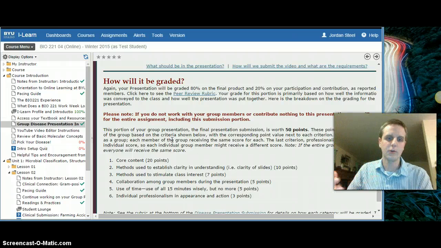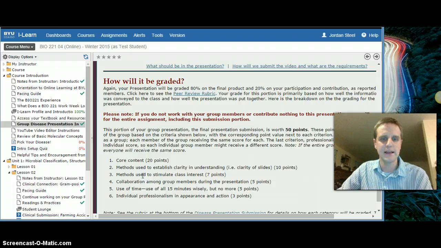We're looking for the core content, the stuff that was listed above, the signs and symptoms, the etiology, things like that. And then just how well you present. Are you using slides? Are you clearly showing the information? How you're stimulating class interest? Are you making a music video? Are you asking intriguing questions? Are you showing cool pictures and cool facts? What are you doing to keep our interest for the 15 minutes?